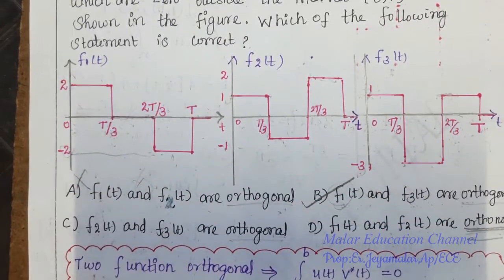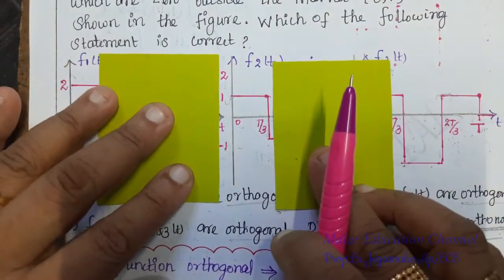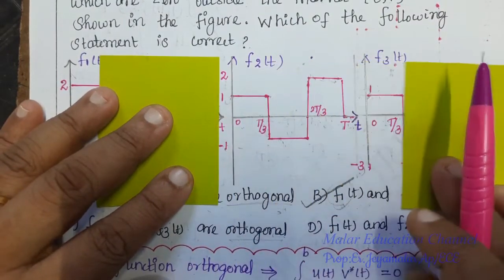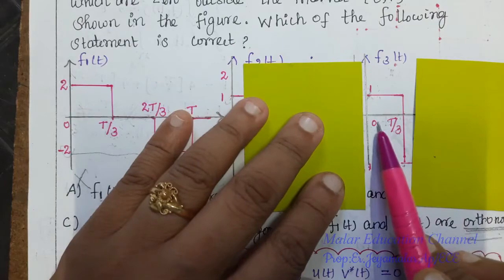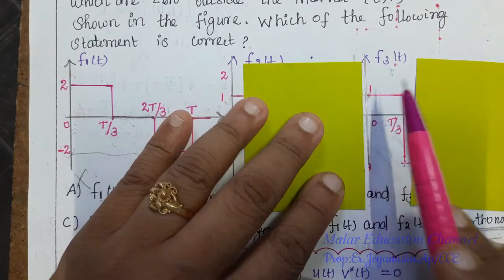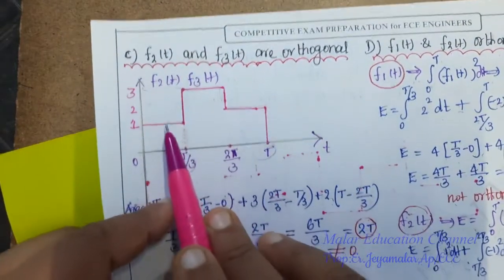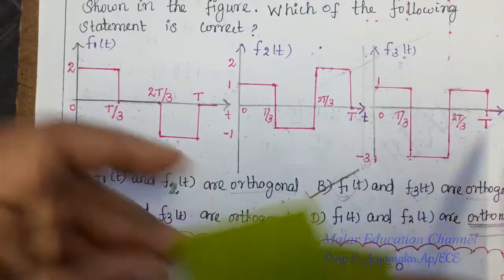See here, f2 of t, the limit 0 to t by 3, the amplitude is 1. 1 into f3 of t, 0 to t by 3, the amplitude is 1. So 1 into 1 is 1, same, 1 only. See the diagram. Here the amplitude is 1. Correct. Similarly, let me check the remaining limit.